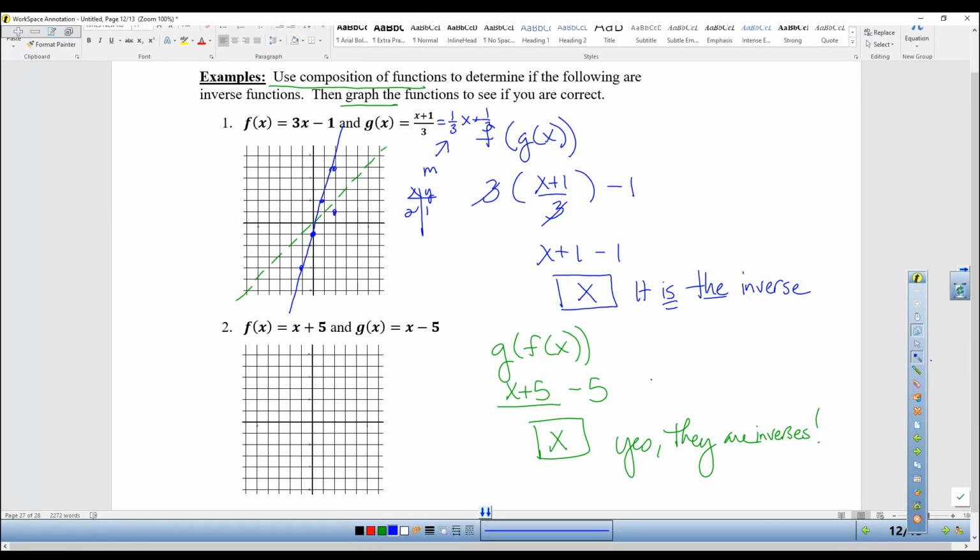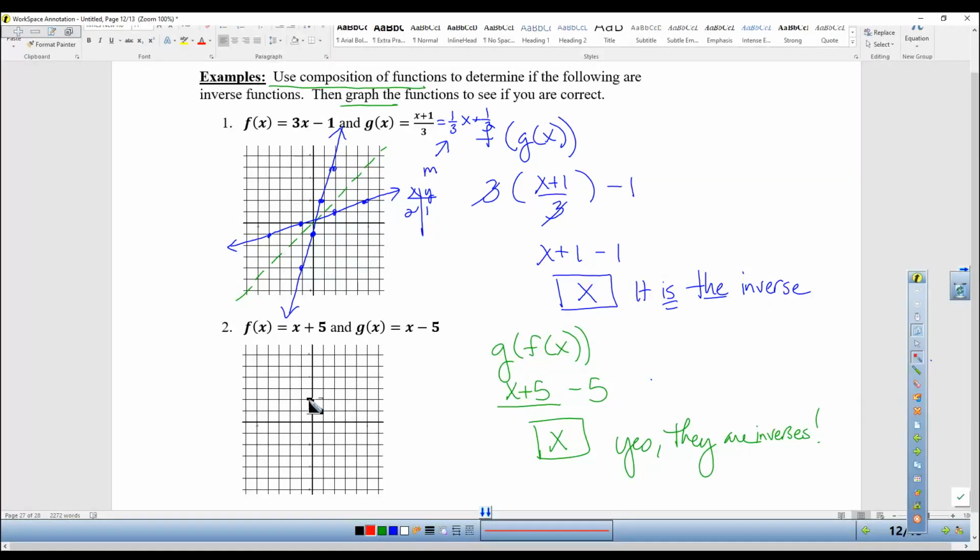Think about this. If you found a point here, the point 1, 2, then 2, 1 should work. You don't even have to think that hard. And then from here, up 1 over 3, and then backwards. Do they reflect? Yes. So this is showing me graphically that they're inverses, where this process shows me algebraically that they're inverses. So this one's a little tricky. It was really easy to find the inverse algebraically, but it's a little bit different when you graph them.